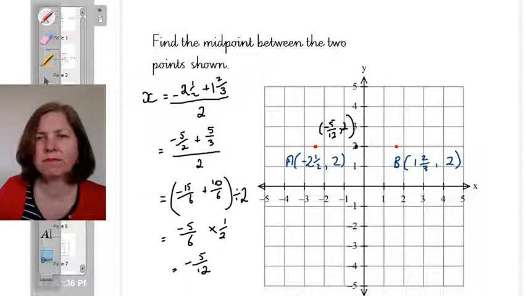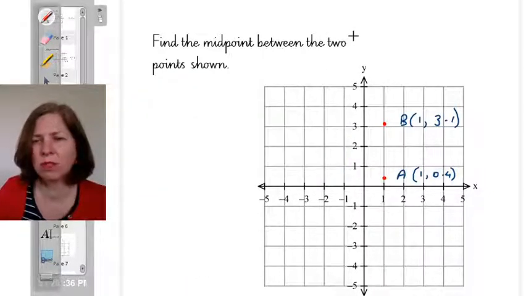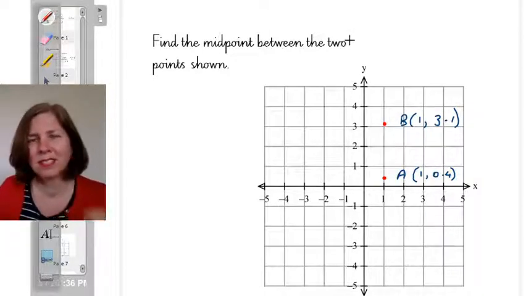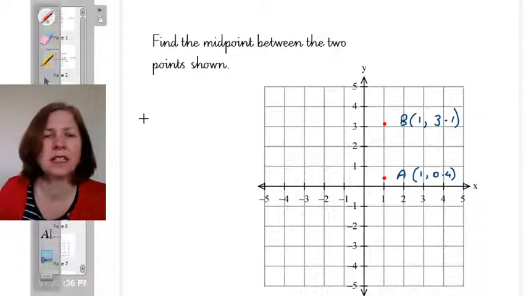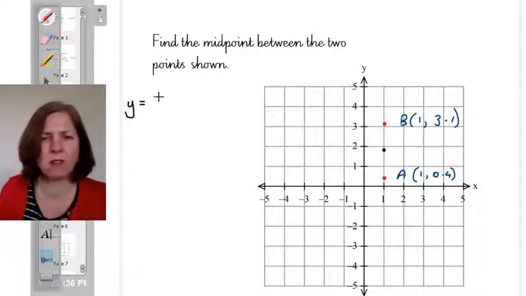All right. For this next example, I want you to have a go at doing this. Hit pause and then come back and hit play when you're ready. I'm going to get started. My x values are the same, so I don't need to worry about them. It's going to be somewhere here. I don't know exactly where. So let's look at the y values. I'm just going to find the average of those two y values.